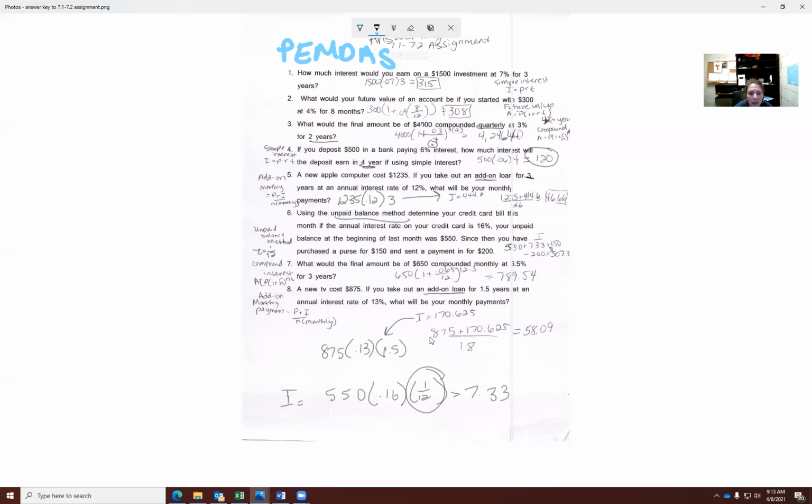So you take your P, which is your 875, you add your interest, and then how many months are in 1.5 years? Well, there's 12 months in 1 year, and there's 6 months in half a year. So 12 plus 6 gives you 18 months. You take 875 plus 170.625 and divide that all by 18, and you get 58.09.